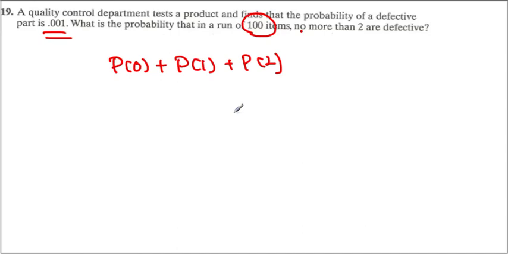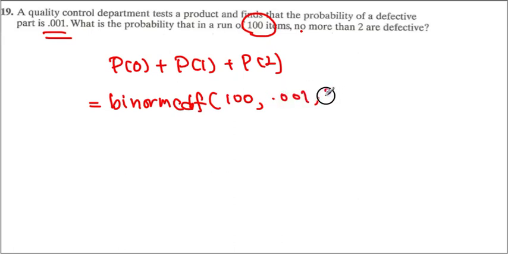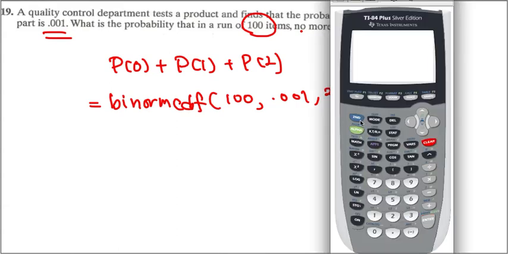How do you calculate this one? Once again, we're going to calculate that by binomial CDF, using 100 items and probability 0.001, all the way up to 2. So that's basically what we're looking for. In the distribution menu, the binomial CDF out of 100 trials, where the probability of defectiveness will be 0.001, and we're looking for up to 2 defects.